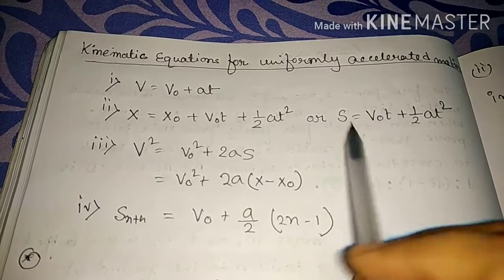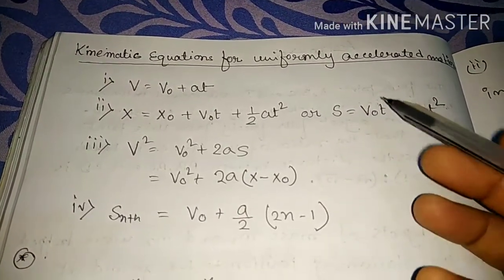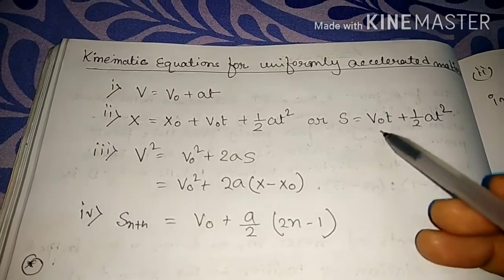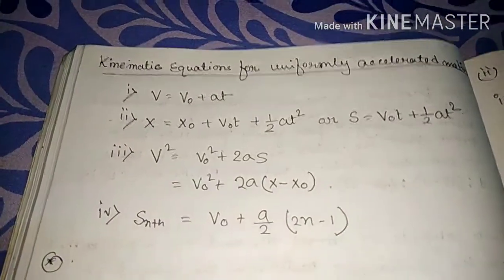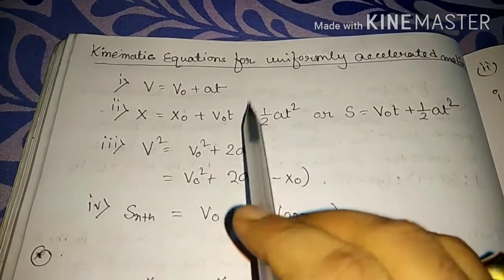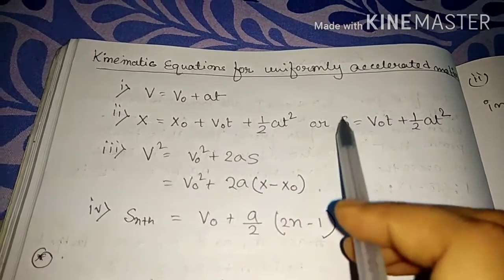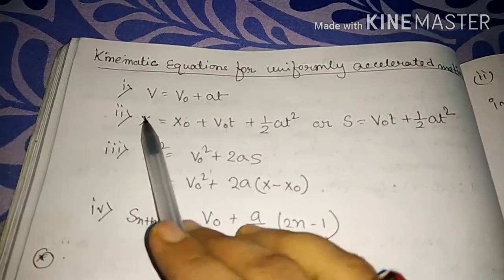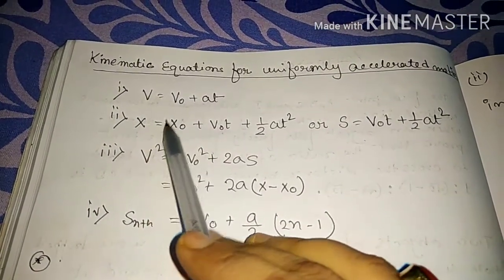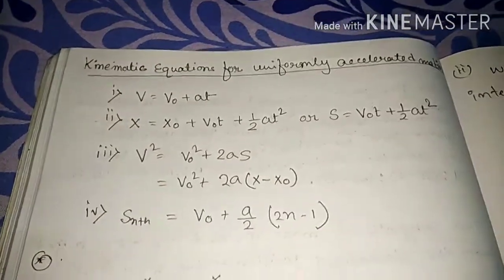We say that the second equation of motion is s equals ut plus half at square, because here we write v0 in place of u. That's why s equals v0t plus half at square. Clear? So the second equation of motion we can write this way. That means in this place we can write s. So the final position x of an object is equal to the initial position plus the distance covered by that object.